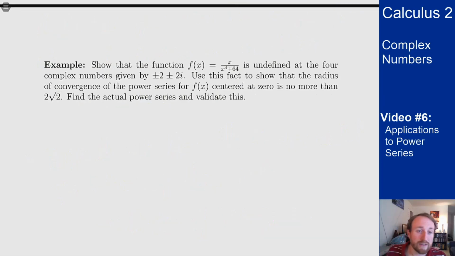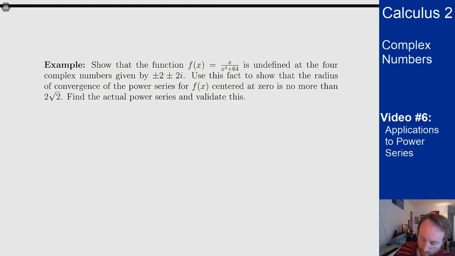So show that the function f of x is x over x to the fourth plus 64 is undefined at the four complex numbers given by plus or minus 2 plus or minus 2i. Use this fact to show that the radius of convergence is no more than 2 root 2, and then find the actual power series. So basically, I want to take each of these complex numbers and raise them to the fourth power and see what I get.